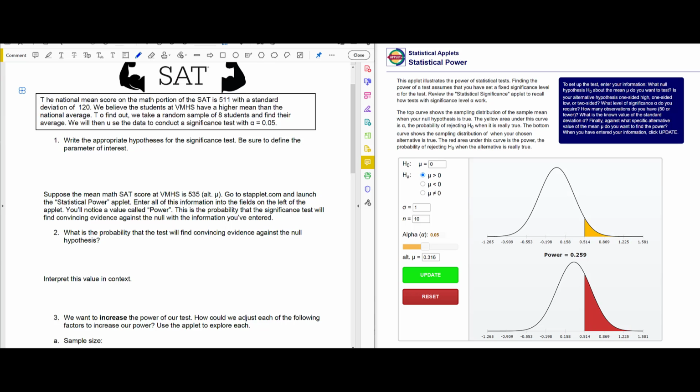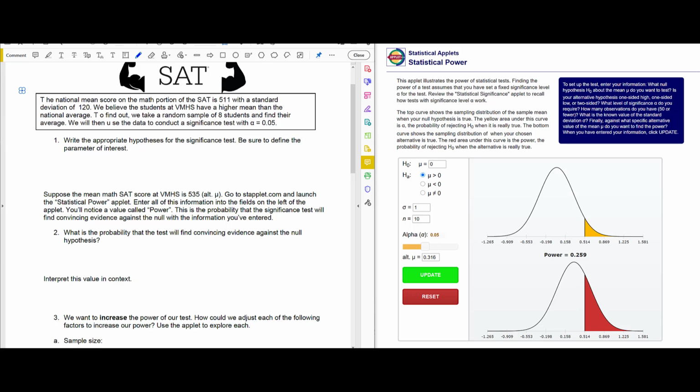So the national mean score on the math portion of the SAT is 511 with a standard deviation of 120. We believe the students at VMHS have a higher mean than the national average. To find out, we take a random sample of 8 students and find their average. We will then use the data to conduct a significance test with a significance level of 5% or 0.05.